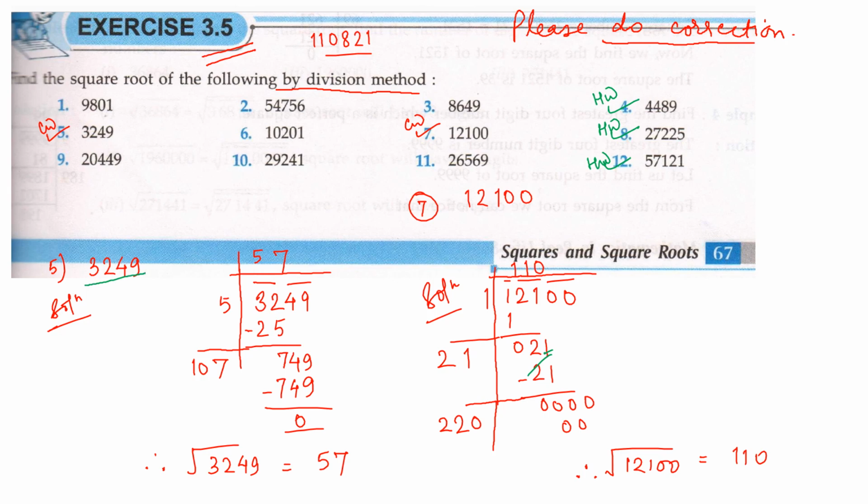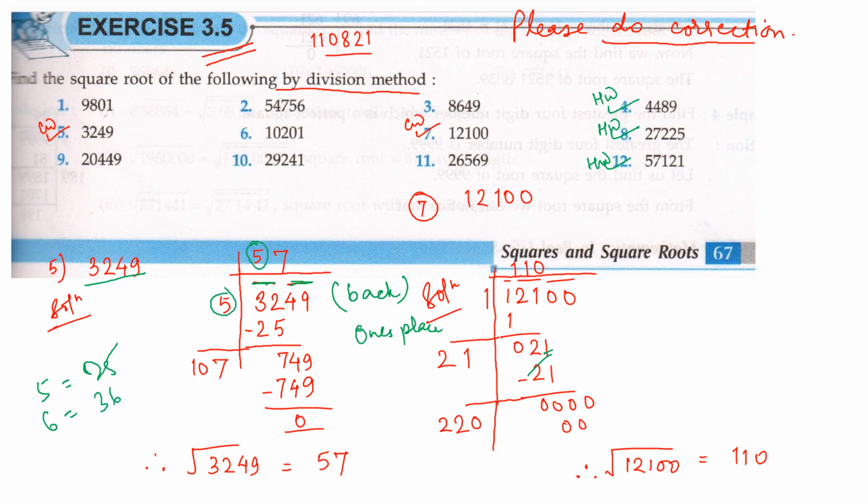First, we are going to make pairs from the back, from the ones place. So from the back, the first pair is 49 and the second pair is 32. Now think of a number whose square is equal to or smaller than 32. There is no number whose square is 32, so we take the one before, because the square of 5 is 25 and the square of 6 is 36. So we will take 5.